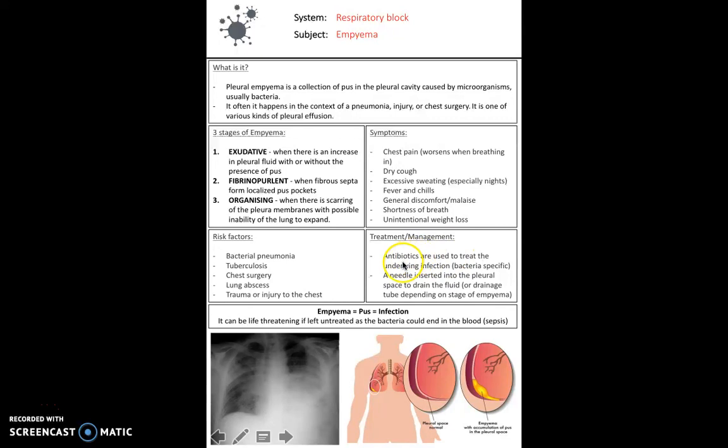You can manage it with antibiotics, particularly because they're bacteria specific, and we can also insert a needle into the pleural space to drain the fluid, or a tube, depending on how progressed the empyema is. Essentially, word association, so empyema, think about pus and think about it being an infection, and essentially this can be life-threatening if it is untreated. So if you think about your normal pleura, you've got your visceral on the inside and your parietal on the outside, and this empyema is a collection of pus in that potential space in between those 2 layers.